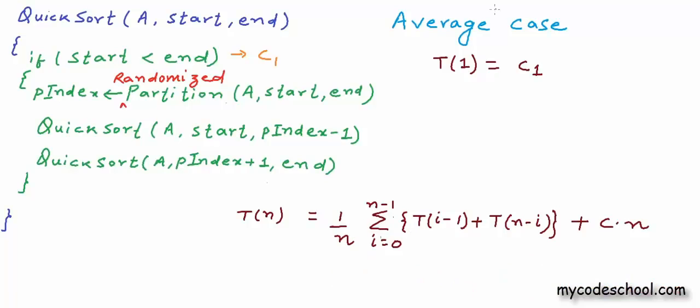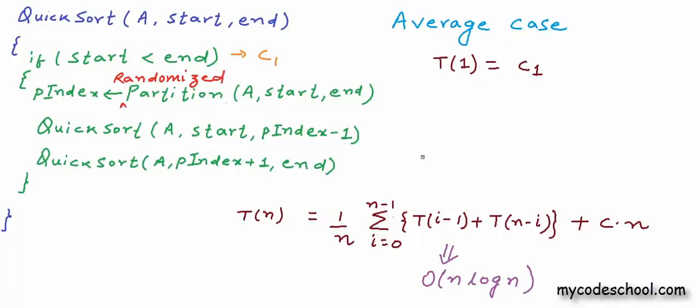I'm not going to solve this one. You can check the description of this video for a link that has all the maths. This will also reduce to an expression that will be big O of n log n. With randomized partition, we can get average case running time of quicksort with very high probability. And this makes quicksort really cool, because unlike merge sort, its space complexity is very less.